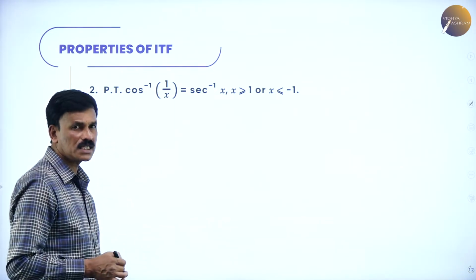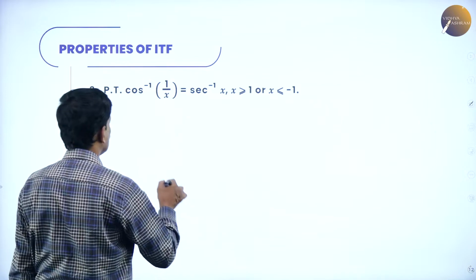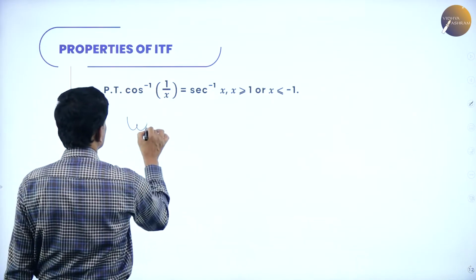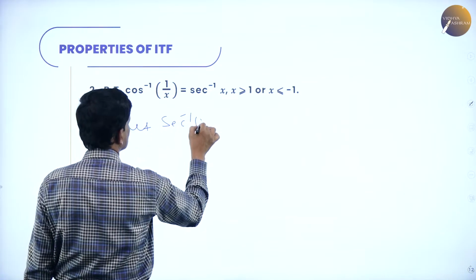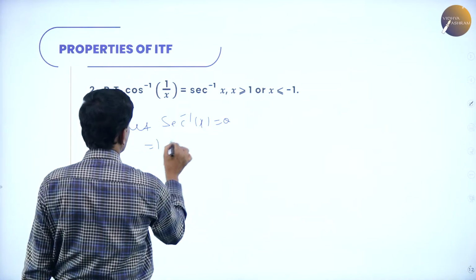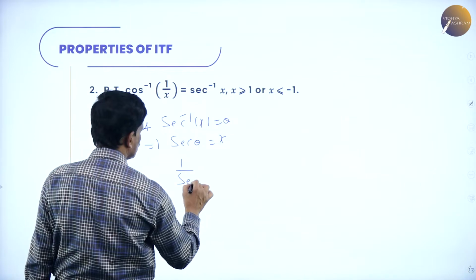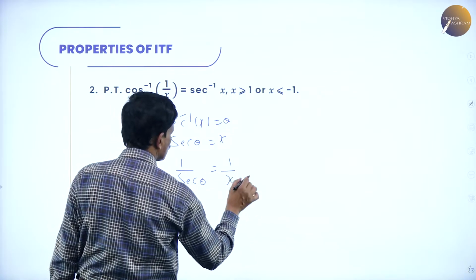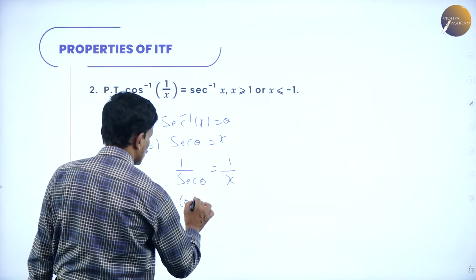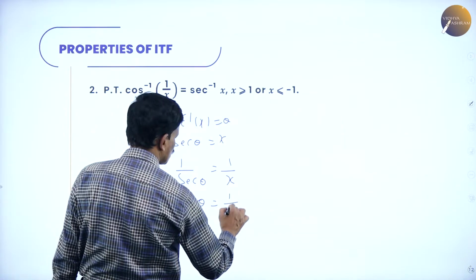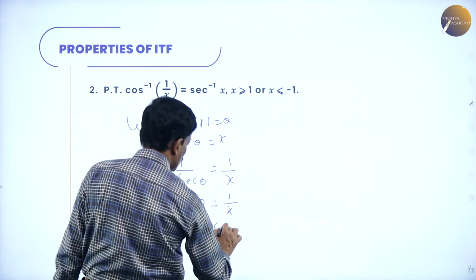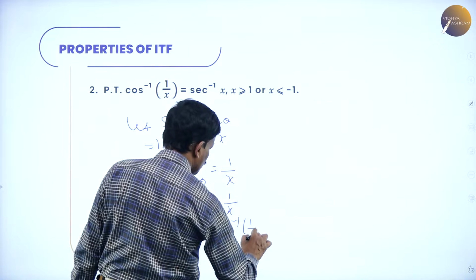Similarly, let us come to this: cos inverse of 1 over x is equal to secant inverse of x, where x is greater than or equal to 1 and x is less than or equal to minus 1. Let us consider secant inverse x is equal to theta. This implies secant theta is equal to x. Reciprocate it. 1 over secant theta is equal to 1 over x. What is 1 over secant theta? Cos theta is equal to 1 over x. This implies theta is equal to cos inverse of 1 over x.